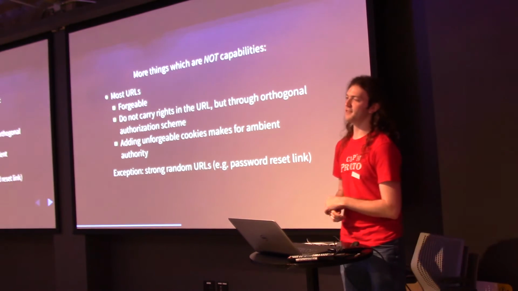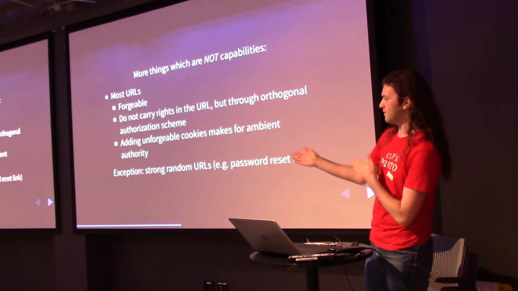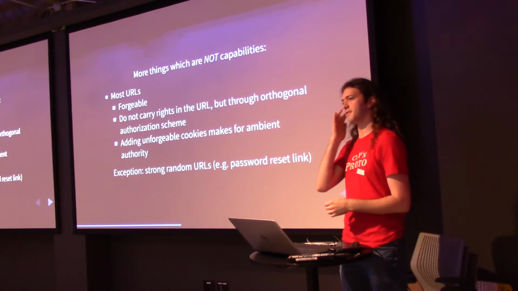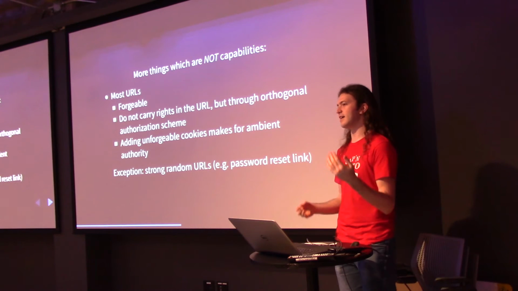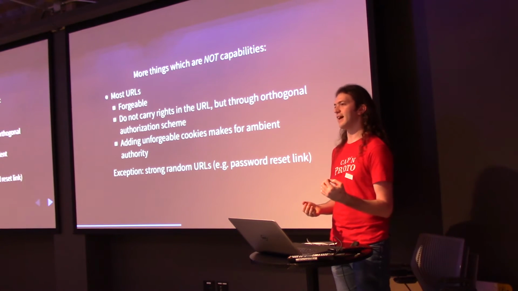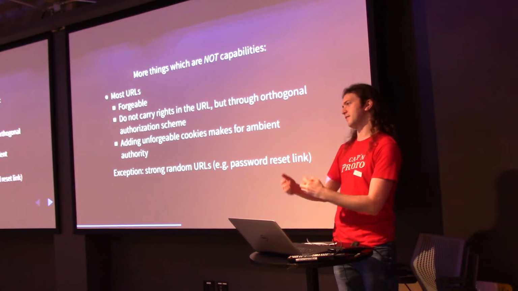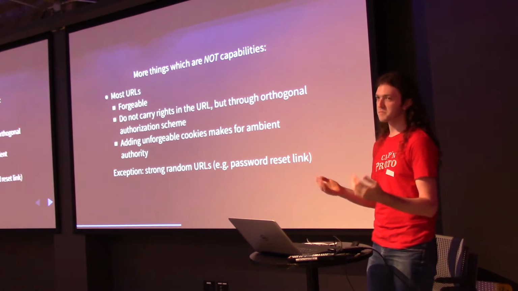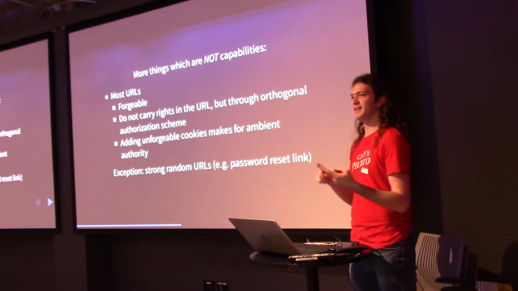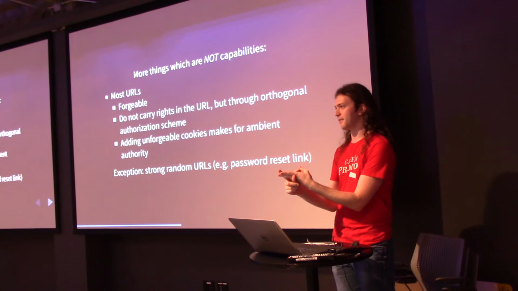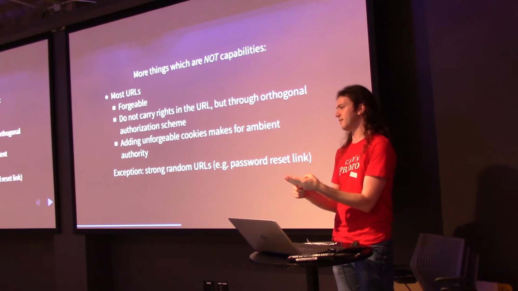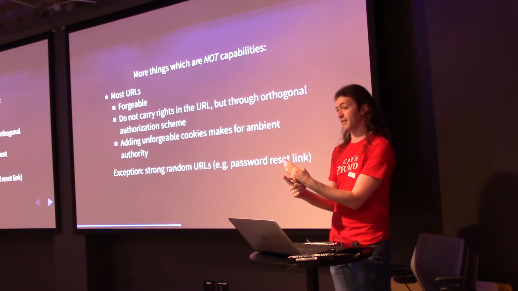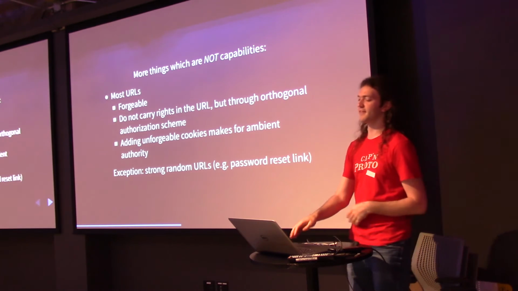I'll make one exception, which is some URLs actually do have strong random bits in them. Password reset links, you could consider a capability to take the action, reset this particular user's password. It's unforgeable, the URL is the token of authority, it covers precisely what you are allowed to do with it, and the user associated with that token, so it checks the boxes.